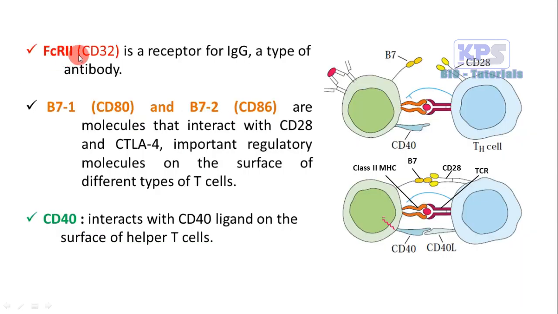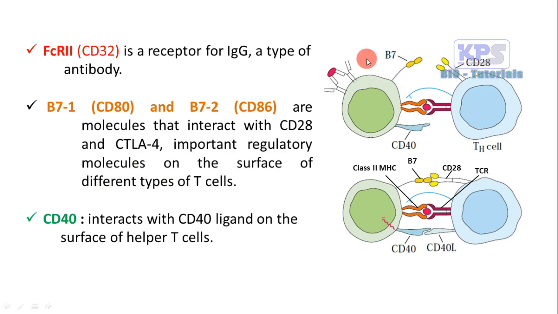The other molecules present on the membrane of the B cell are FcR2 or CD32. It is a receptor for IgG, that's a type of antibody. The IgG type antibody receptor is called FcR2 or CD32. It is another molecule present on the membrane of the B cell. Then B71 or CD80 and B72 or CD86. These are molecules that interact with CD28 and CTLA4, important regulatory molecules on the surface of different types of T cells.